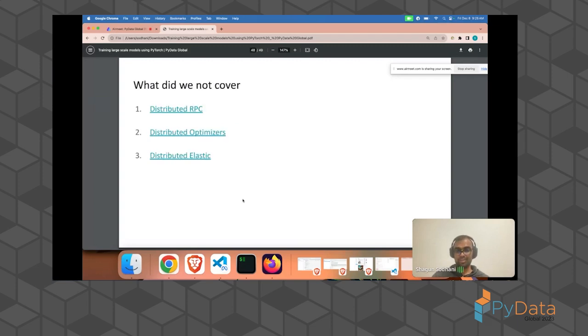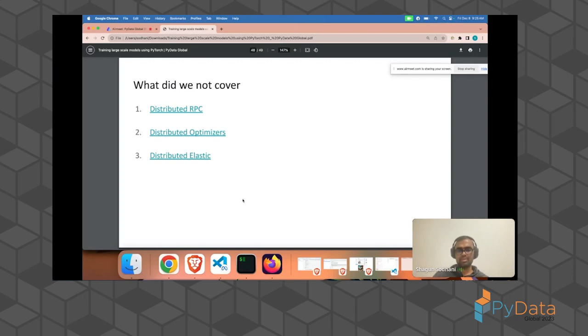Now, we discussed a bunch of things, but there are still a lot of things that we did not cover, which are very useful for training large-scale models. This includes things like distributed RPC and distributed optimizers. Distributed RPC and distributed optimizers are basically alternative ways of distributing your workload.